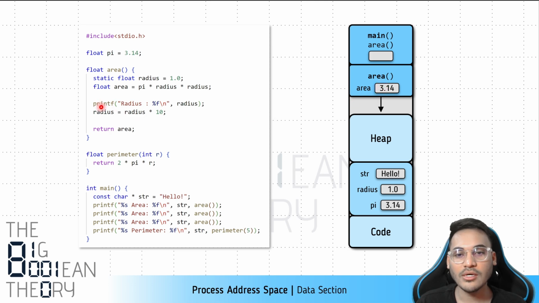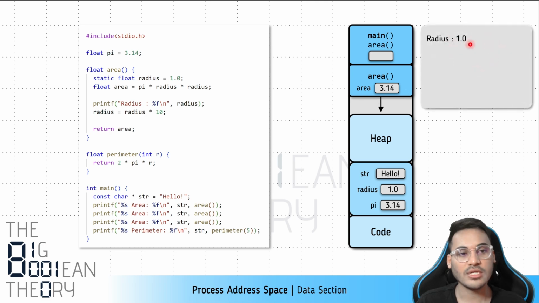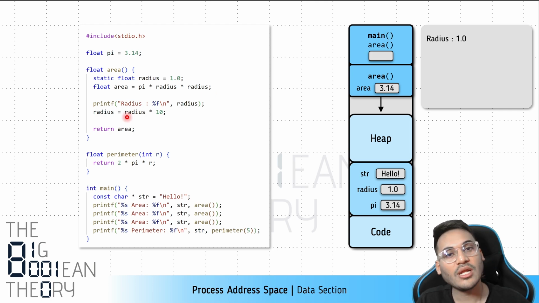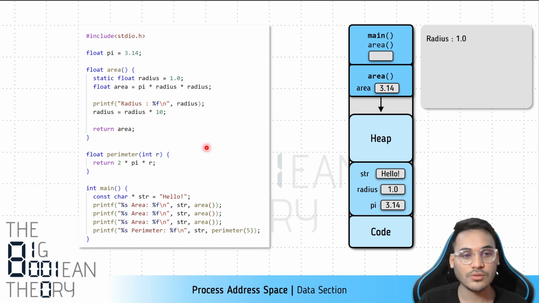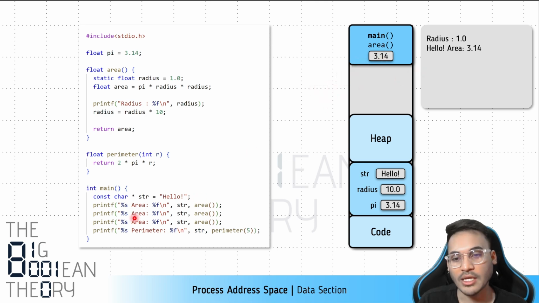Now we will print the value of the radius. So the value of radius, which is 1, will be printed to the screen. This area I will use to show all the output that this program generates. And then we are going to multiply the value 10 with the radius. So the value of radius will become 10, right? And then we are going to return the area that we calculated, 3.14, to the main function. And when we do that, we also print the area, right?